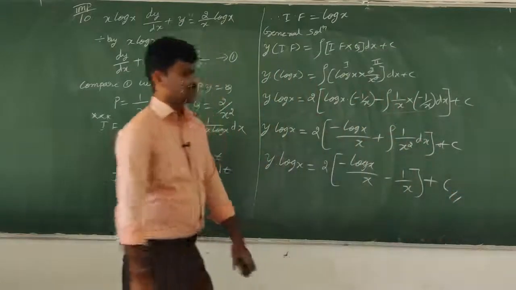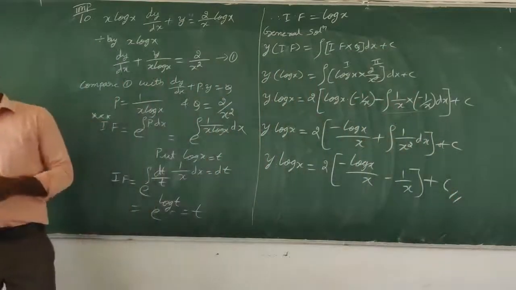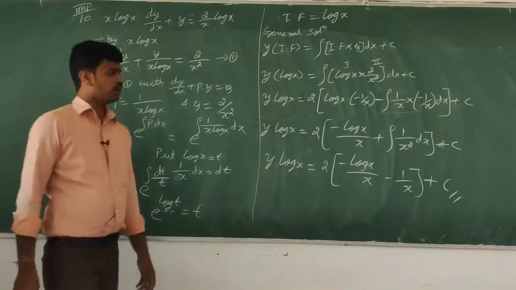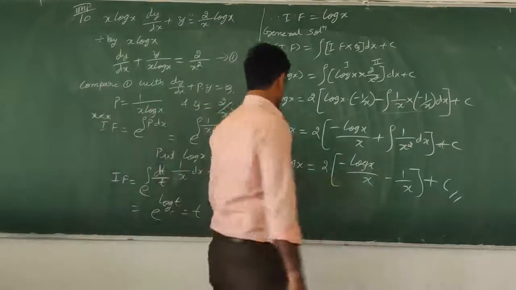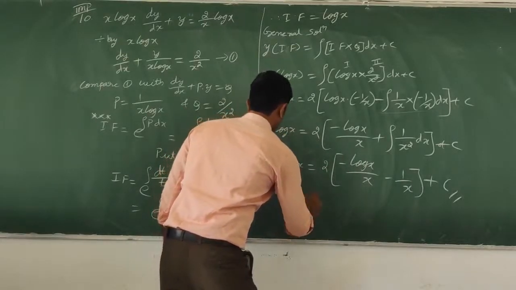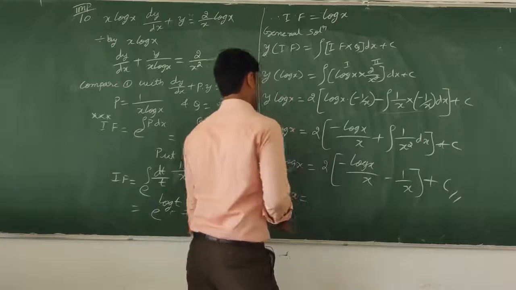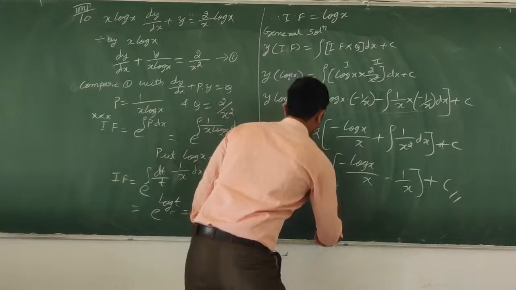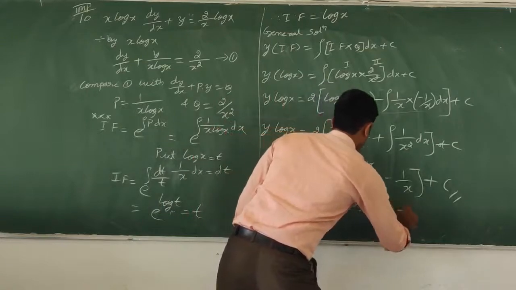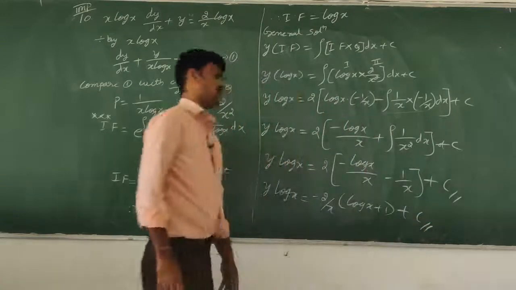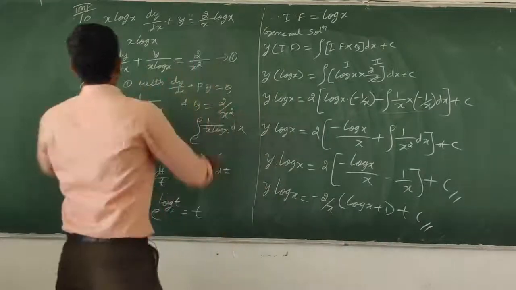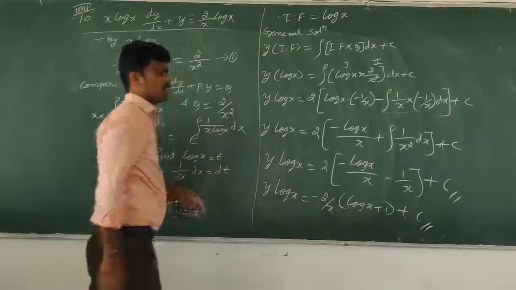This is the integral. Or what we can do is take minus 1 by x as common, or this can also be turned as y into log x is equal to, directly taking minus 1 by x as common, minus 2 by x into log x plus 1 plus c. This is the final answer, the simplified answer. So this is the required general solution for the given linear differential equation.